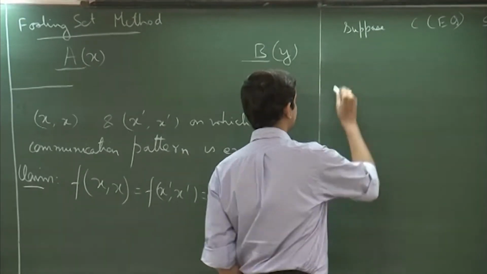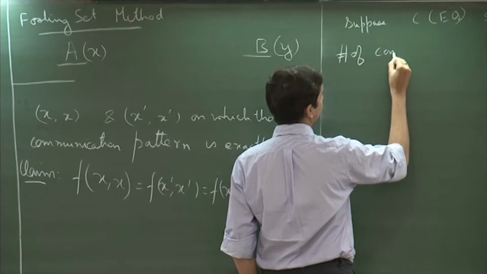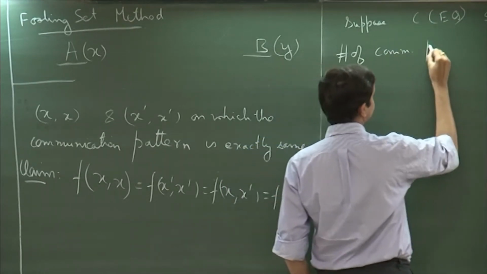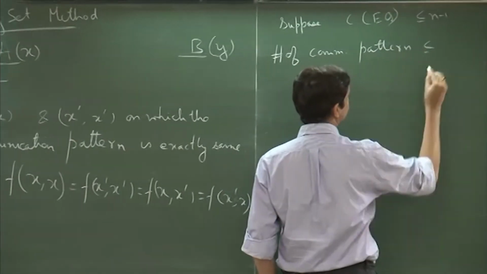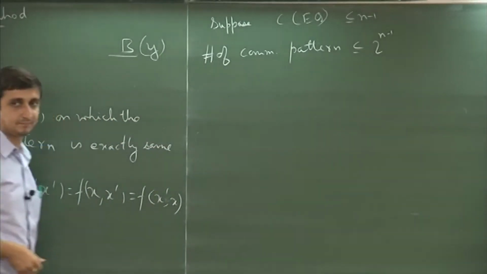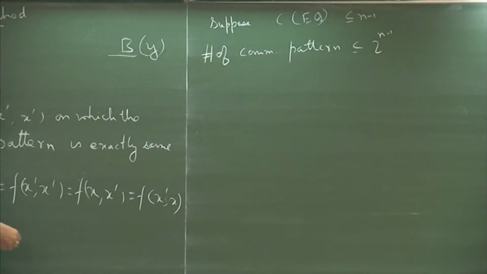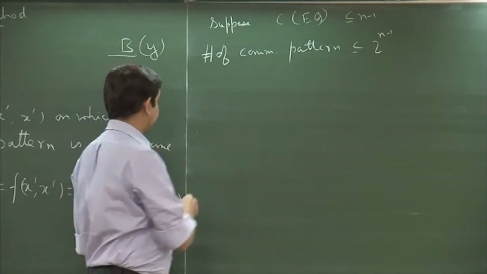It is basically less than 2 to the power n minus 1. So, the number of communication patterns is bounded by 2 to the power n minus 1, right. So, if the number of communication patterns is bounded by 2 to the power n minus 1.